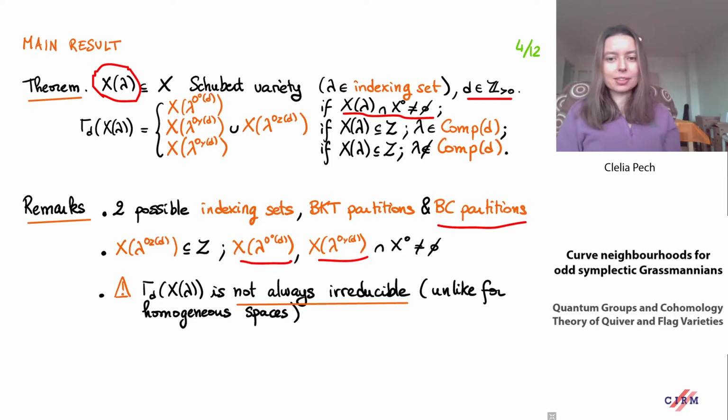So my objective for this talk is to explain the result we got. So how we got this description, and also explicitly what are those indexing sets and how I can really concretely. So it's not just a result about, oh, sometimes you have one irreducible component, sometimes you have two. This is also concrete. If you give me a Schubert variety, I can describe really explicitly what are the two components.